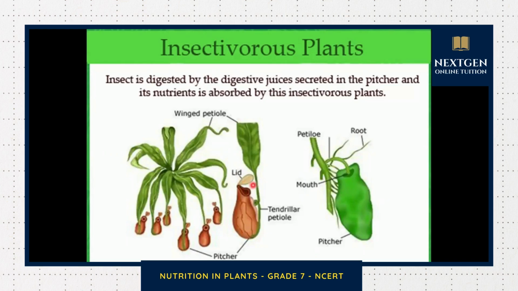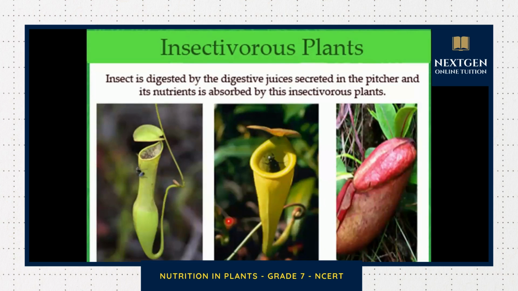Inside the pitcher, there are hairs which are directed downwards. When an insect lands in the pitcher, the lid closes and it is trapped. The insect gets entangled in the hair. The insect is digested by the digestive juices secreted inside the pitcher, and its nutrients are absorbed. Such insect-eating plants are called insectivorous plants.